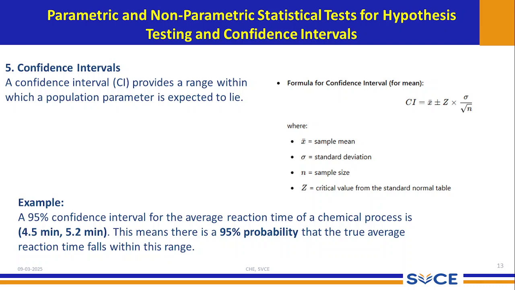So, the fifth method, coming under the non-parametric statistical tests, after the four I told you before, is called the confidence interval. I can give an example here. A 95% confidence interval for the average reaction time of a chemical process is 4.5 minutes to 5.2 minutes. This means there is a 95% probability that the true average reaction time falls within this range. So, the reaction time falls within the range with 95% confidence. Only 5% may deviate. That is the meaning of it. Hope you understood this.